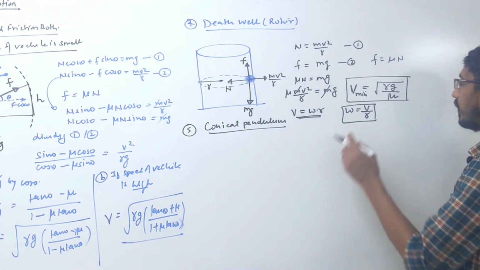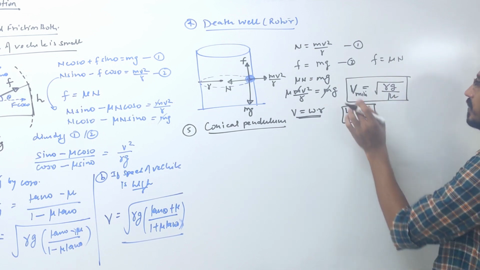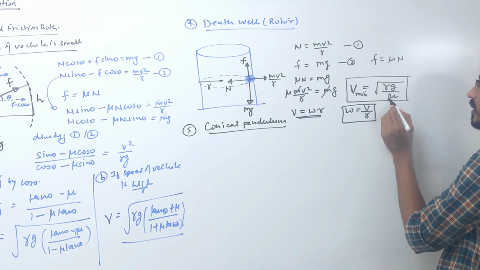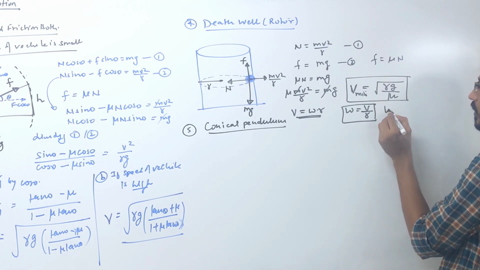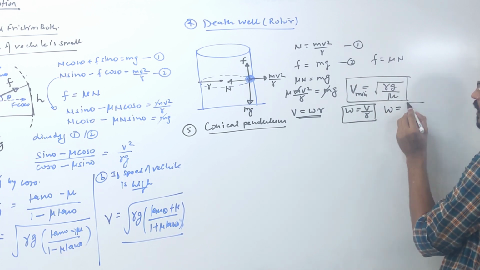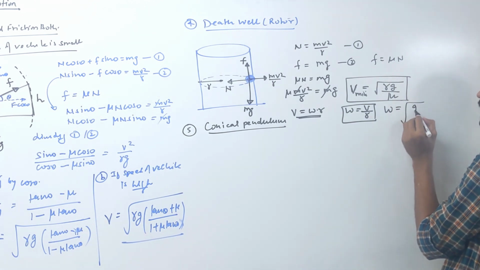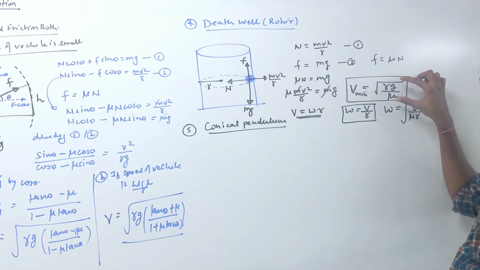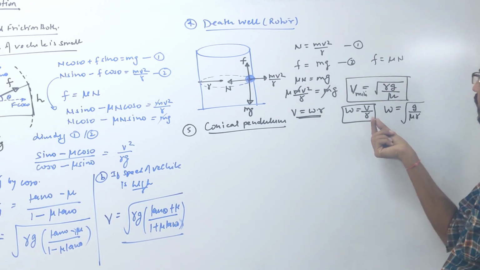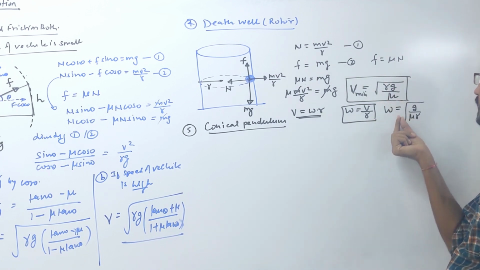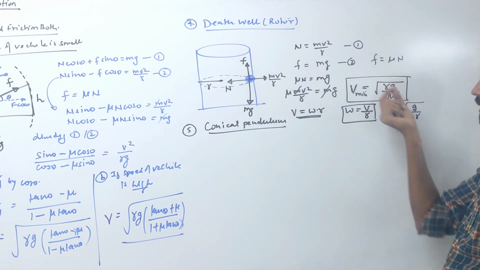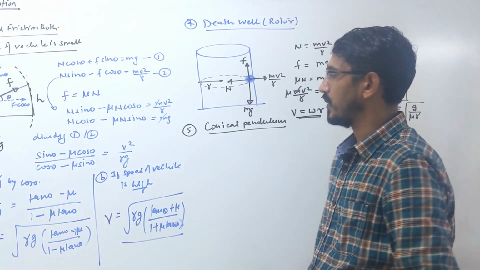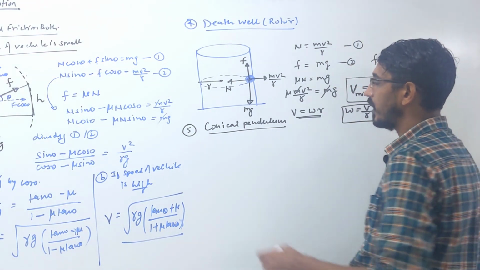Even if you write it, how does it look? If you watch carefully, you divide this answer by r, so omega will be v by r. The r goes inside, because it is the velocity divided by the radius. When you divide by the radius, it goes inside and becomes radius square, r gets cancelled, and you get this answer. This is in terms of angular velocity.